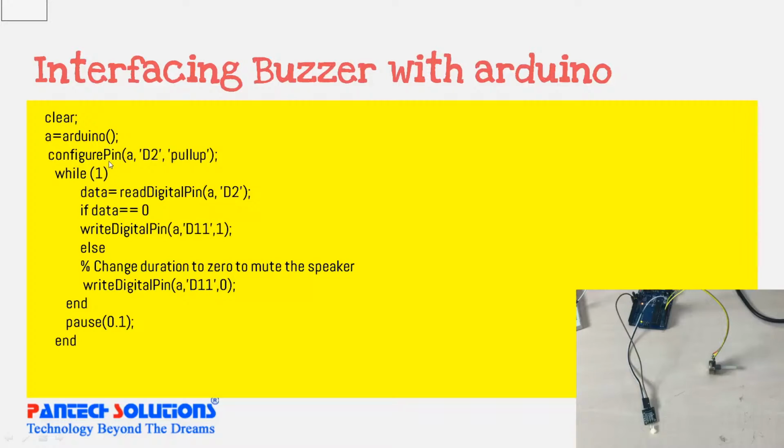Okay. So the next experiment is on the buzzer, how to interface a buzzer with Arduino. First I'll explain the code, then we can go to the Arduino and connect the buzzer. Here I have configured an Arduino. I have connected a push button, and the buzzer and the push button pins are set, and I have changed the duration. I have introduced a pause command. Whenever I press the push button, the buzzer gets switched on.